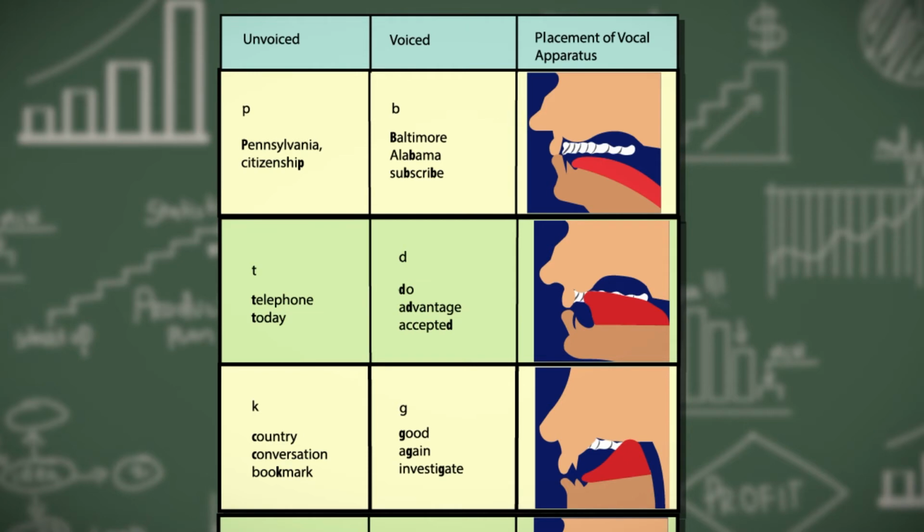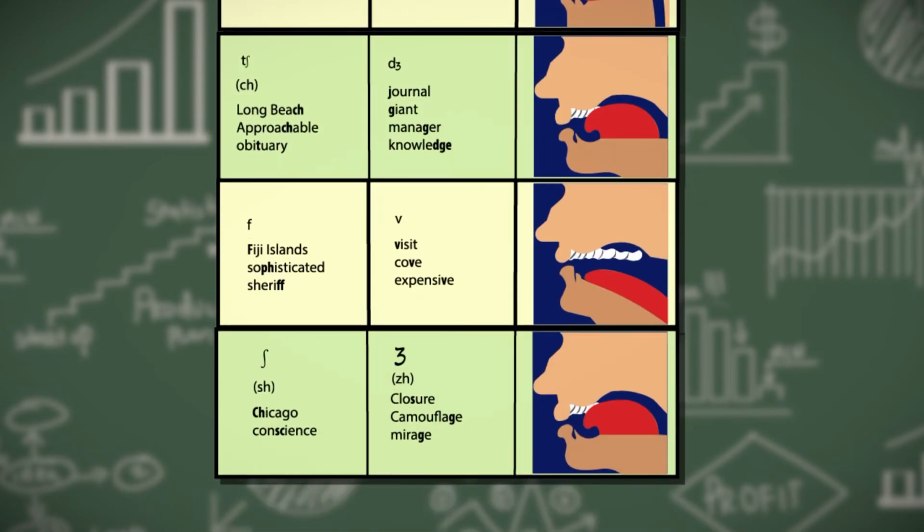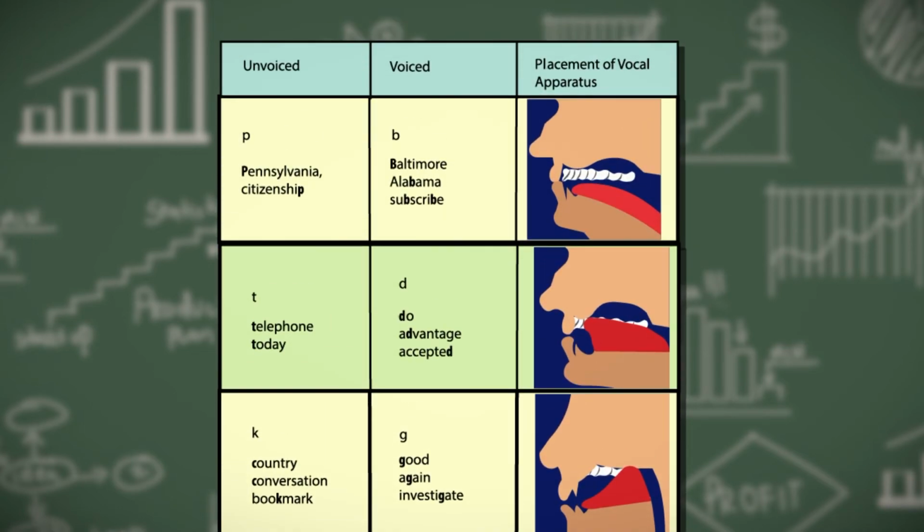Read after me. These are the examples of unvoiced consonants. Pennsylvania, citizenship, telephone, today, country, conversation, bookmark. Long Beach, approachable, obituary. Fiji Islands, sophisticated, sheriff, Chicago, conscience.